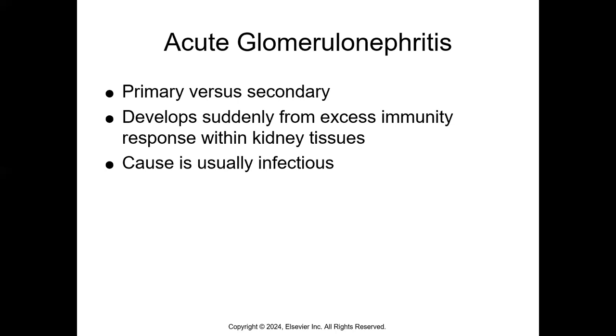Okay, our next disorder is acute glomerulonephritis. This can be primary versus secondary. It's primary if the problem is actually within the glomerulus with the kidney. Okay, there is a structural problem within the glomerulus. It's secondary if it's a systemic disorder that has contributed to the acute glomerulonephritis.